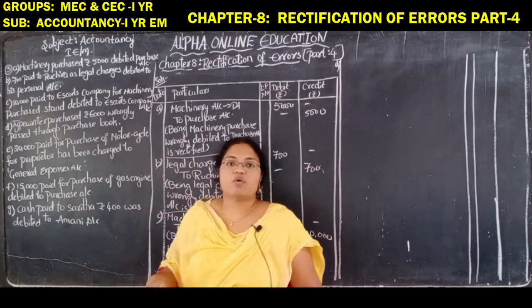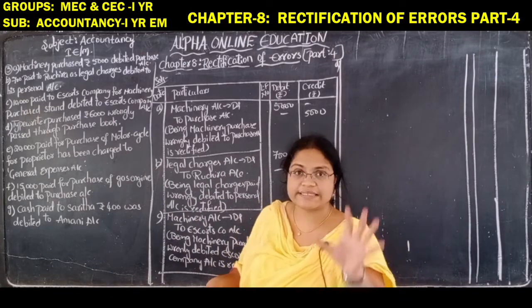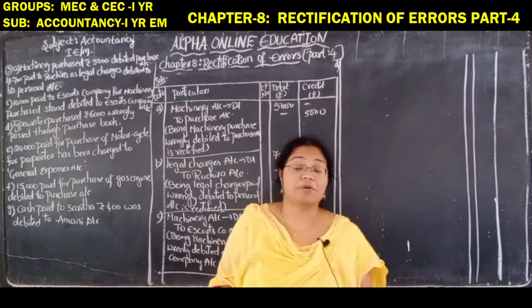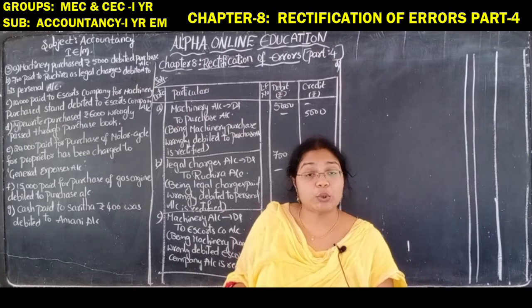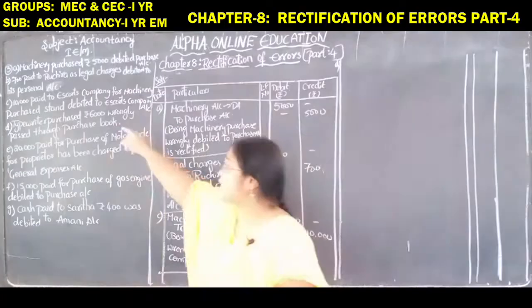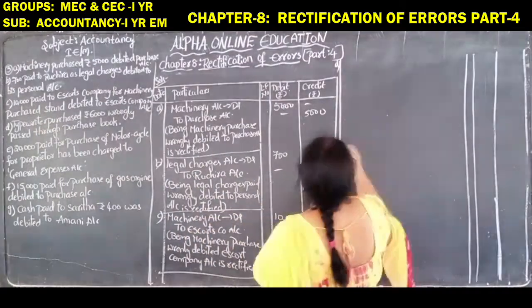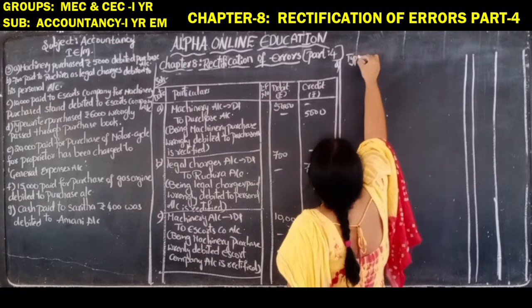Typewriter purchase. What will be the entry? Typewriter account debit to cash account. This is the original entry. But they wrongly passed it to the purchase book. Means they have written it like this: purchase account debit to cash account. Means they debited the purchase. Now I am going to credit it by rectifying.